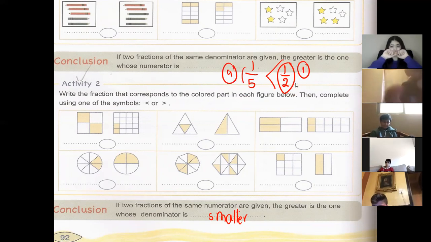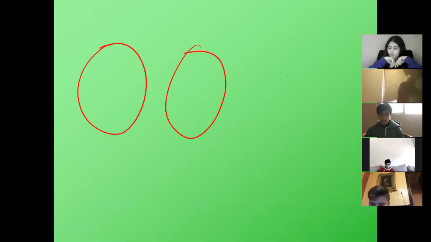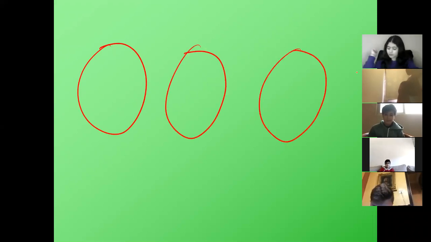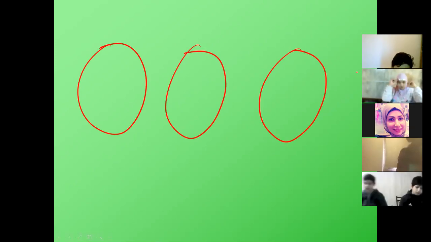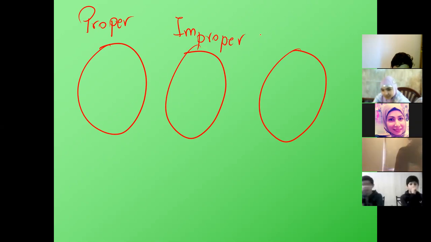Okay? So if two fractions have the same numerator, the biggest fraction is the one that has smaller or bigger? Smaller. Okay. Before we start on the math book, let me explain for you types of fractions. We know 3 types of fractions. The first type is proper fraction. The second one is improper fraction. And the third one equals 1.